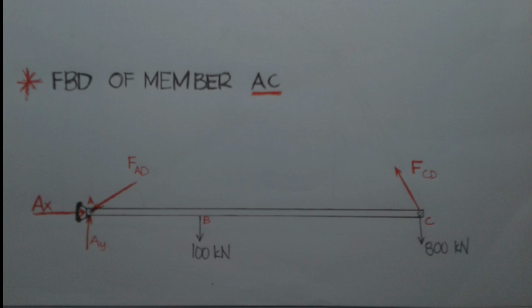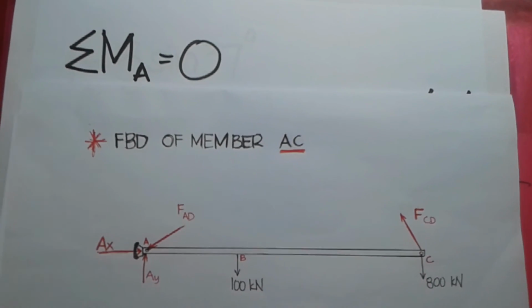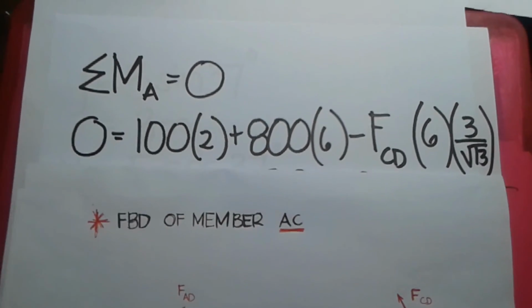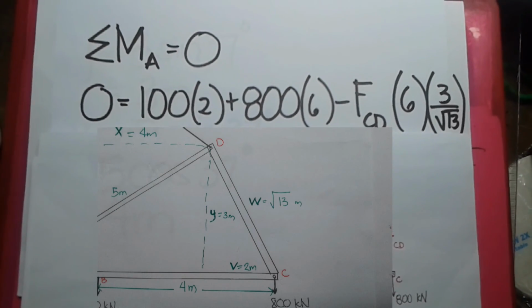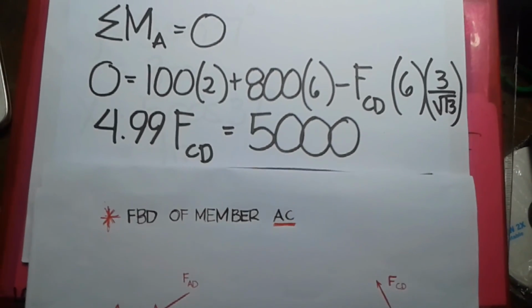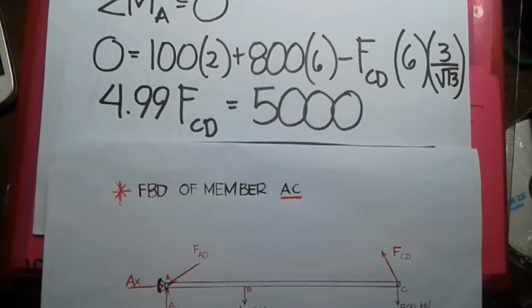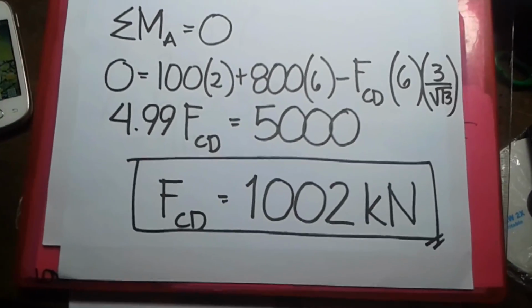From the figure of the FBD of member AC, we will use the summation of moment at point A. So the summation of moment at point A is equal to 0. So 0 is equal to 100 times the distance 2 plus 800 times the distance 6 minus force CD times 6 times 3 over the square root of 13. We will get FCD is equal to 1,002 kilonewton.